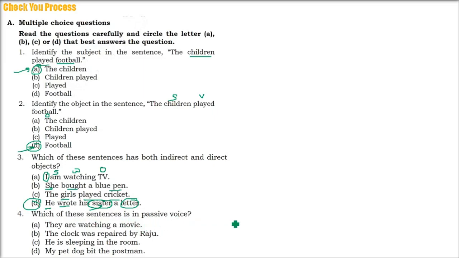Which of these sentences is in the passive voice? When the subject does the action, it is active. When the subject receives an action, that is passive voice. They are watching TV, it's straightforward. The clock was repaired by Raju. Is sleeping in the room. The pet dog with the postman, this is also direct. So A, C, D are active. B is passive: the clock was repaired by Raju.